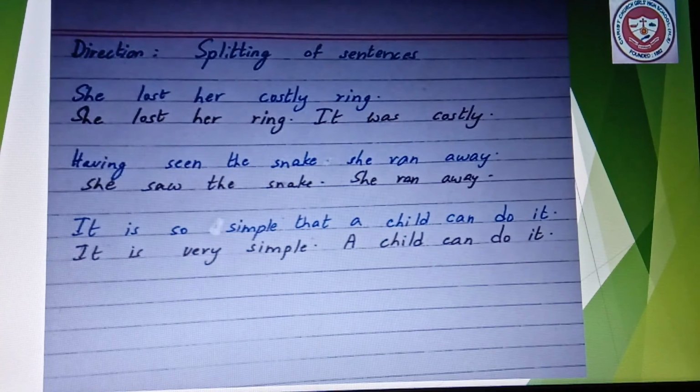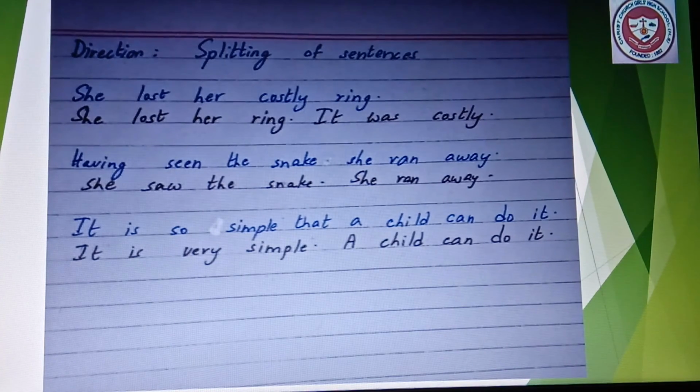And now, splitting of sentences. Having seen the snake, she ran away. She saw the snake, full stop, she ran away. Two separate ideas. You have to look for two separate facts which you can separate to make two different sentences. First, she saw the snake. That was the first fact. And then what did she do? She ran away. So, she saw the snake, full stop, she ran away.